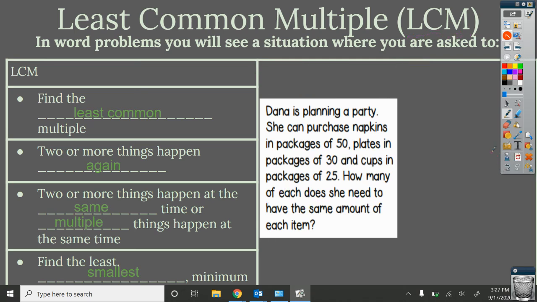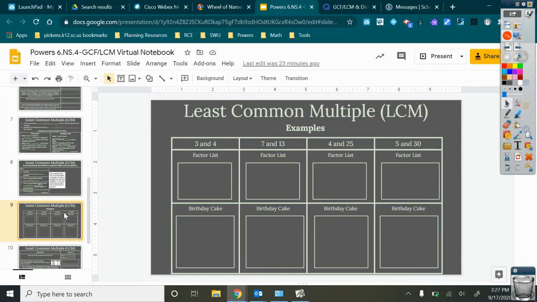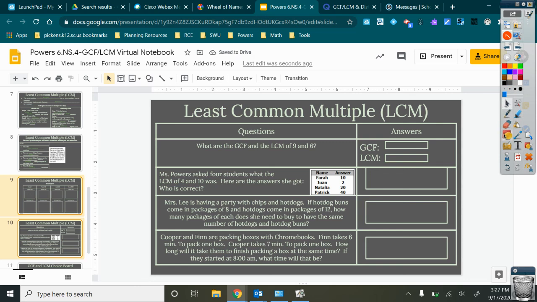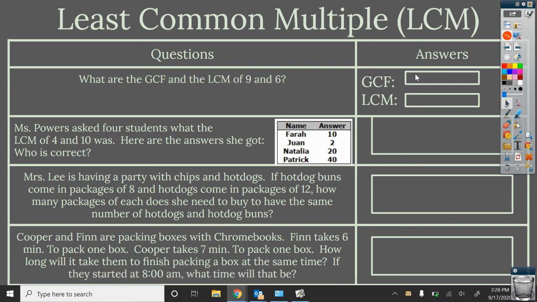All right. Your job now is to answer these 4 questions on your Google slide and type the answers into the boxes that I have provided for you. You're going to read your question and just fill the answer in by typing it in. For this one, you're finding the GCF and the LCM of 9 and 6, and I want you to type the answers in these boxes. Here, you're going to put a name. Here, you're going to give me packages of buns and hot dogs. And here, you're going to tell me what time these guys are going to pack these boxes at the same time. So I will be looking for that in your Google slideshow.